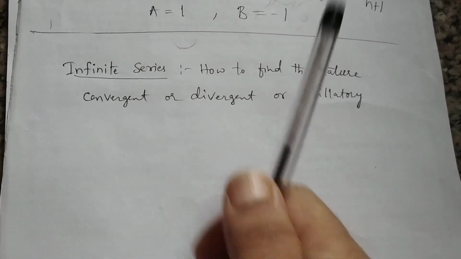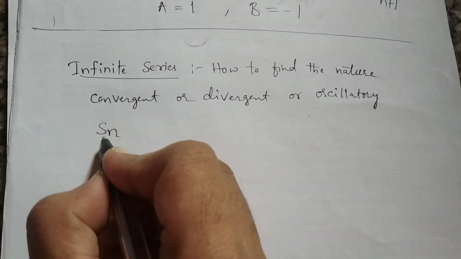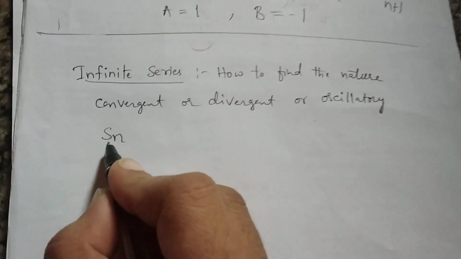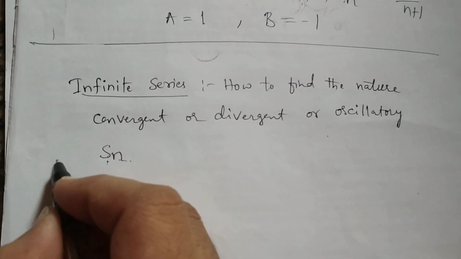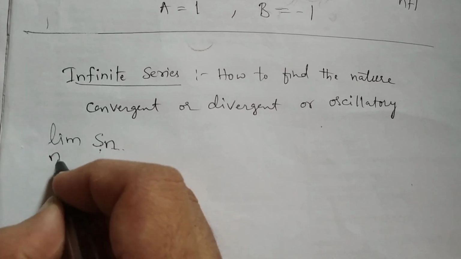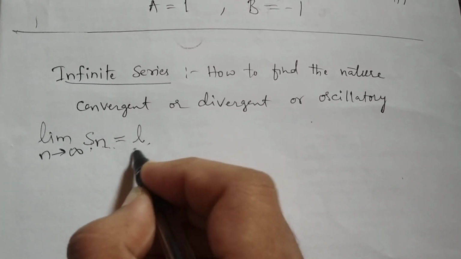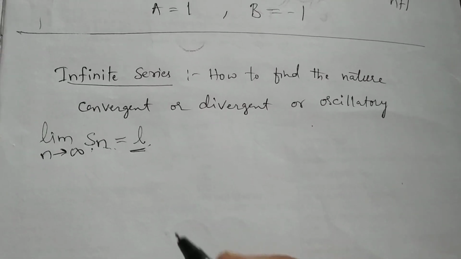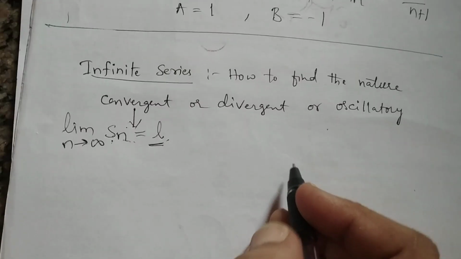How to find convergent, divergent and oscillatory? Find Sn. What is Sn? Sn is nothing but the first n terms. Apply limit as n tends to infinity. Suppose your answer is a finite quantity L, then such a series we call a convergent series.